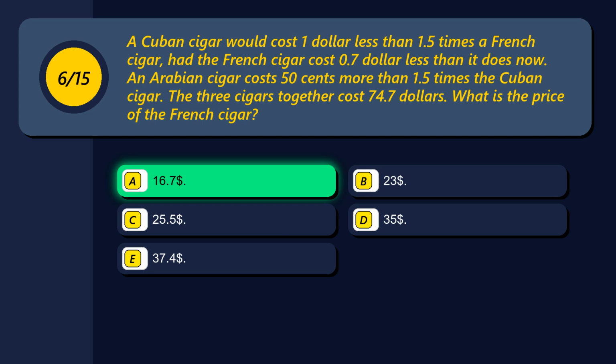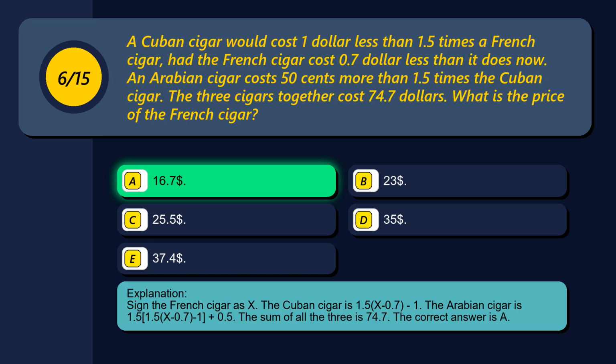The correct answer is Option A, $16.70. Assign the French cigar as X. The Cuban cigar is 1.5 (X minus 0.7) minus 1. The Arabian cigar is 1.5 times the Cuban, that is 1.5 (1.5 (X minus 0.7) minus 1) plus 0.5. The sum of all the 3 is 74.7. The correct answer is A.